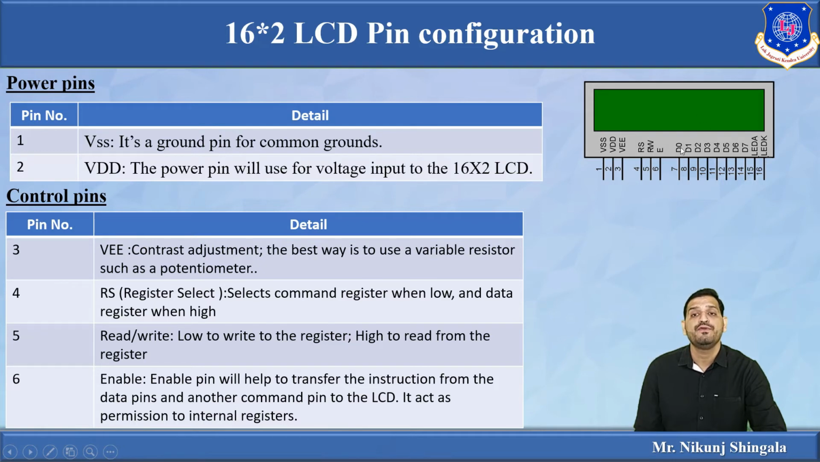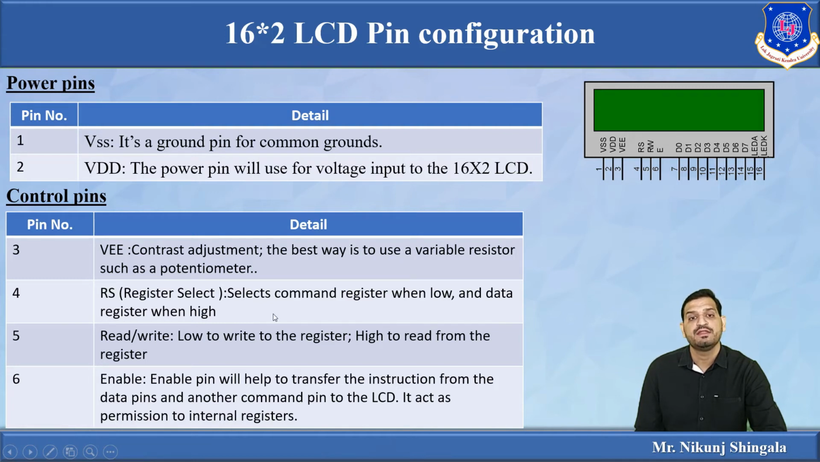What will happen if you do not connect anything over here? Maximum intensity will be displayed on the screen, so nothing will be visible, because the intensity of that LCD will be full. So you have to control the intensity of the LCD by means of a variable resistor. You have to connect the variable resistor or potentiometer at pin number 3.